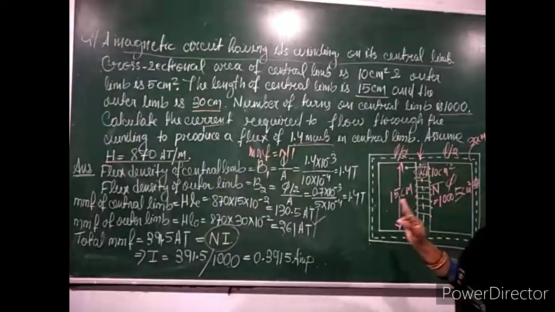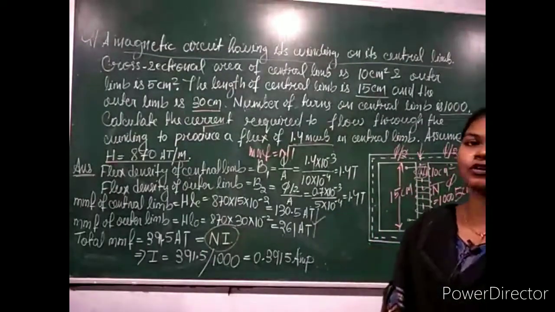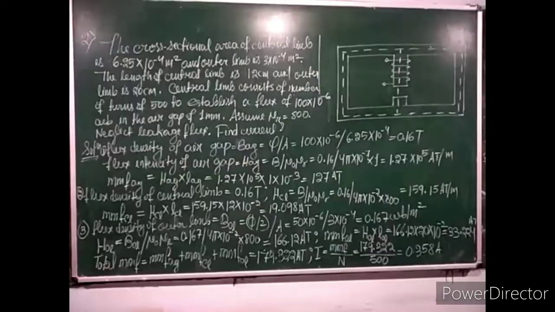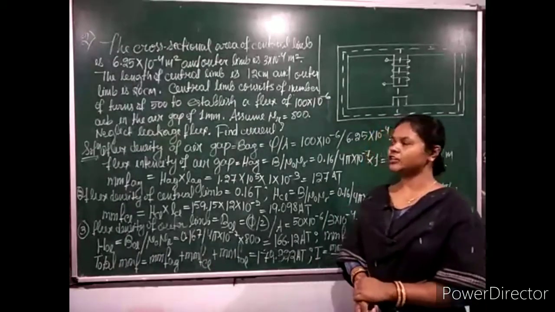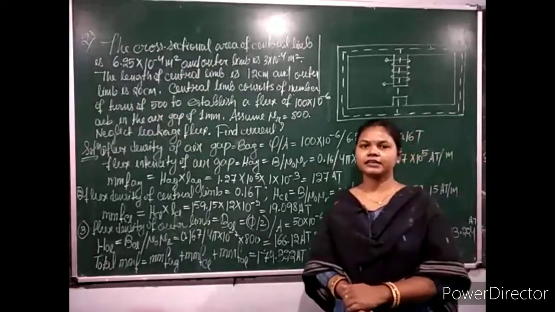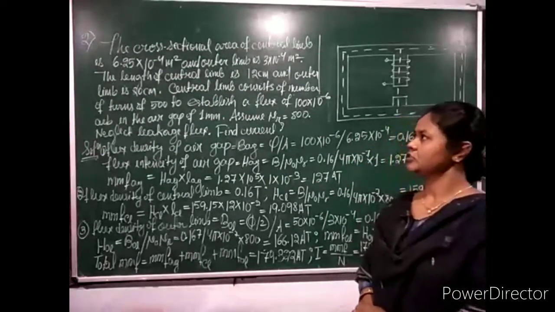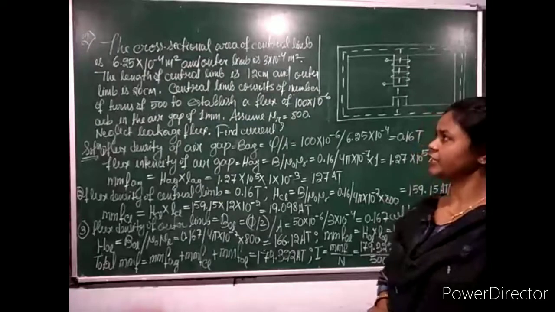This is the first question. Okay. Next we go for the second question. This is the second question of magnetic circuit. It is similar to the first question. So let us see what is the second question.